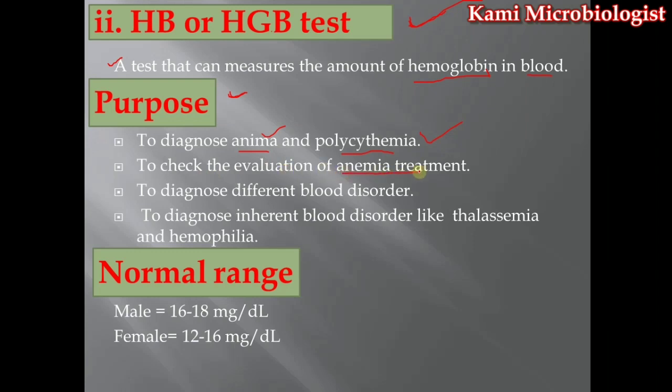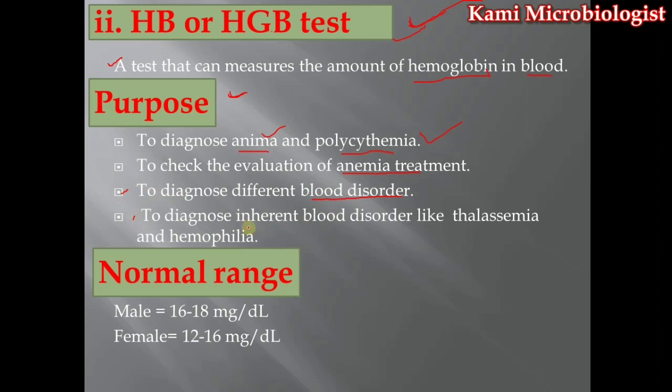Let's suppose there is anemia in a patient and we want to treat it, so we mostly give some medicine to treat the anemia problem. After that, we have to do the HB test again to check whether the medicine is working or not. So through this test we can also check the effect of medicine on the anemia treatment. Then we also use this test to diagnose different blood disorders like anemia and leukemia.